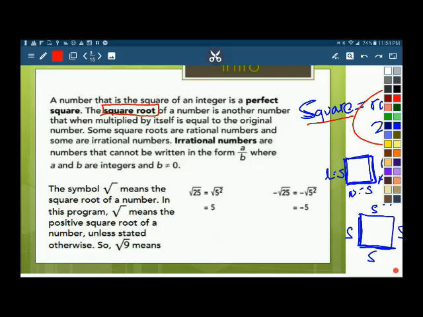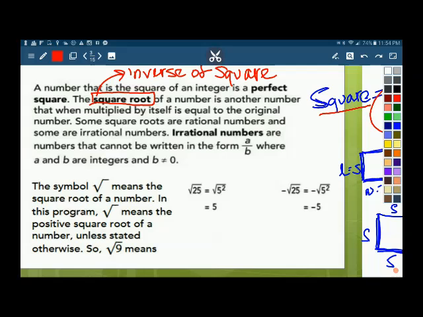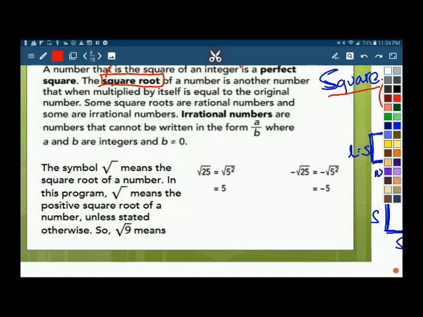Okay, square root. I want you to write down that this is the inverse of squaring. So just like subtraction is the opposite of addition and multiplication is the opposite of division, square rooting something is the opposite of squaring something. The square root of a number is another number that when multiplied by itself is equal to the original number. Some square roots are rational numbers. Okay, so some square roots are rational and some are irrational.